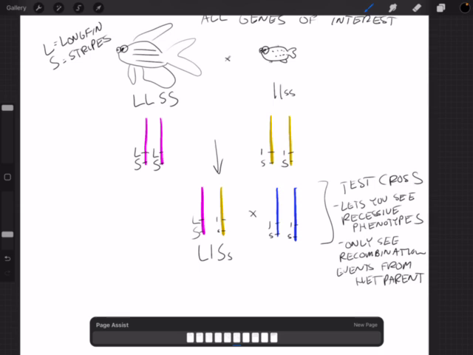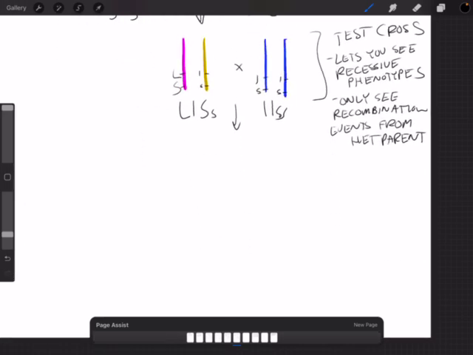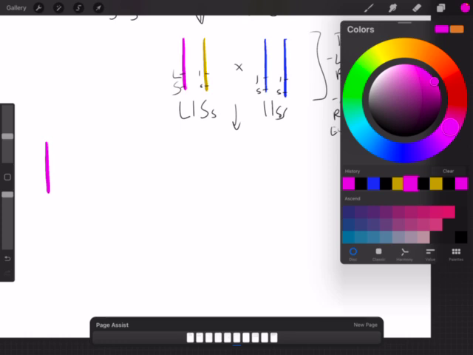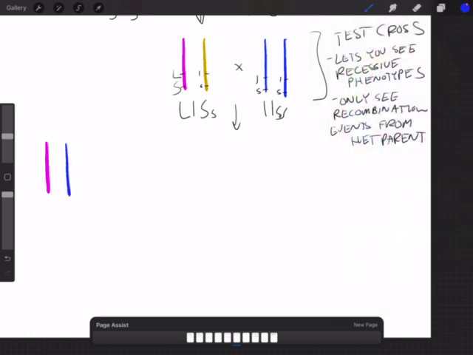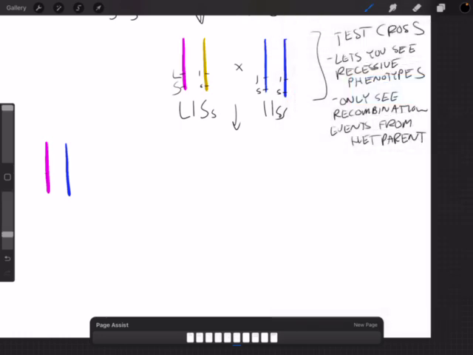So what does that look like then? We can have, as the product of this, an individual that has the pink purple chromosome with no recombination, and then the test cross chromosome, right? So their genotypes would be dominant L, dominant S, recessive L, recessive S. This individual would have long fins and stripes, which is very similar to the parent that we originally had up here. Remember this, that's basically this parent.